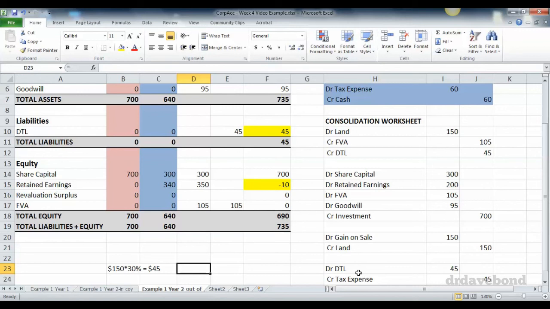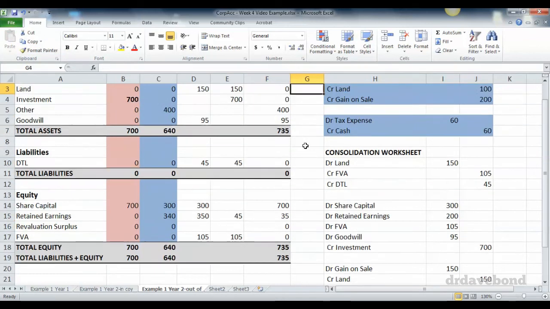But an important point: just because we're reducing the tax expense, we are not reducing the amount of money that is being paid to the tax authorities. That cash flow actually happens. All this is an accounting effect. So we debit deferred tax liability, and that gets rid of that. And we go to retained earnings, and a reduction in tax expense will actually increase your retained earnings. So we end up with retained earnings of 35.